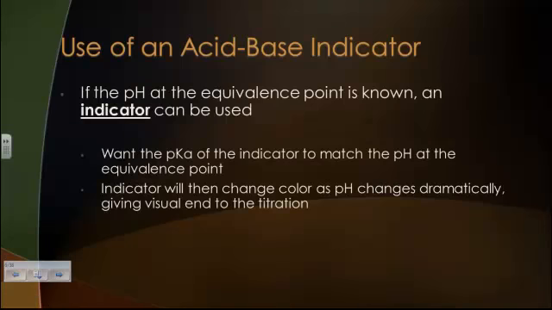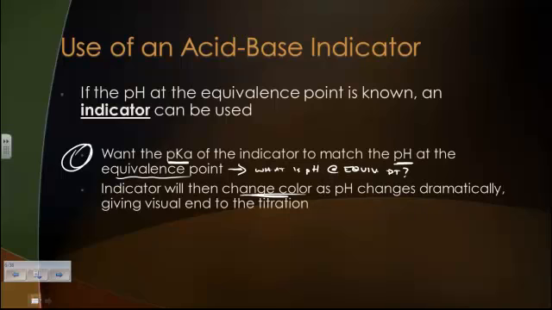The other thing you're going to want to do, as a reminder, is to use an indicator. And what you want is the pKa of the indicator. You'll be given different indicators with their Kas. You want the pKa of the indicator to be similar to the pH at the equivalence point. So every time you do a titration, you're going to ask yourself, what is the pH at the equivalence point? And then you're going to select the correct indicator for the job, because it will then change color, giving you a nice visual end to your titration.